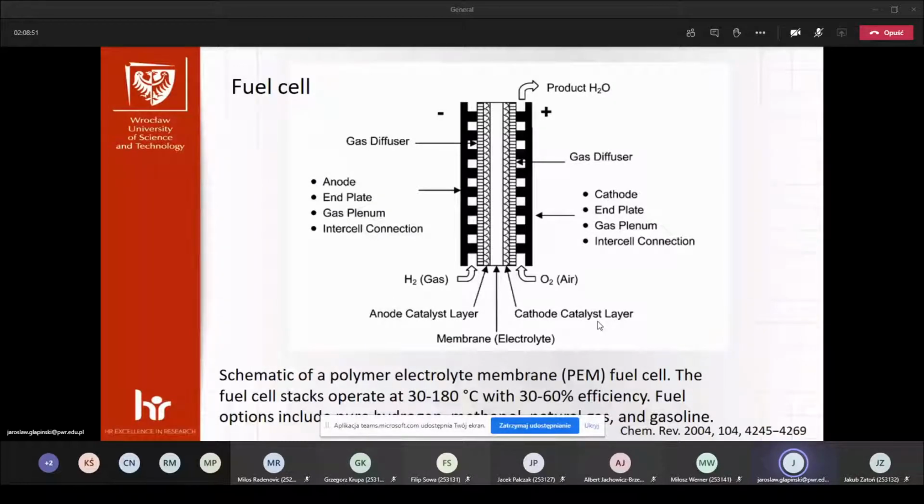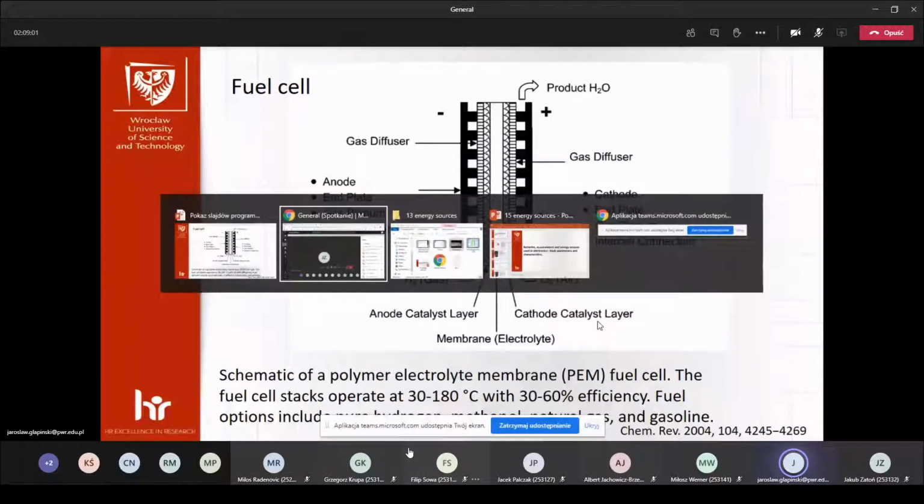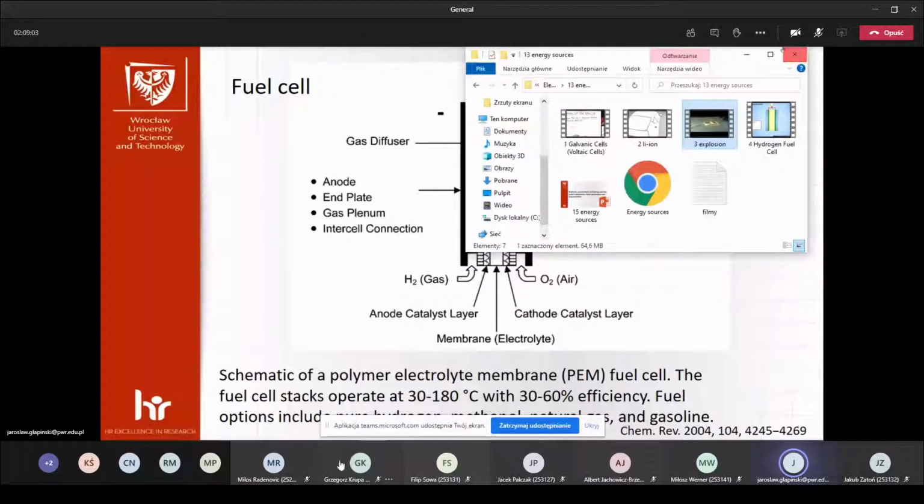But we have other solutions to store the energy. We've got something called a fuel cell. What is the fuel cell? I've got a film for you.